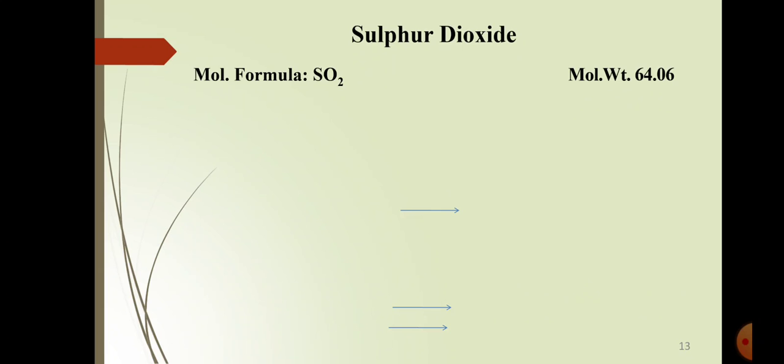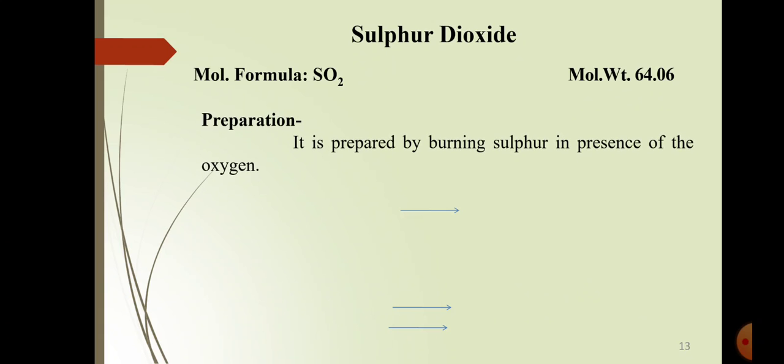The next compound, sulfur dioxide. It has got a molecular formula SO2 and it has got a molecular weight 64.06. Preparation of sulfur dioxide. It is prepared by burning sulfur in presence of the oxygen. Here is the reaction for the same.